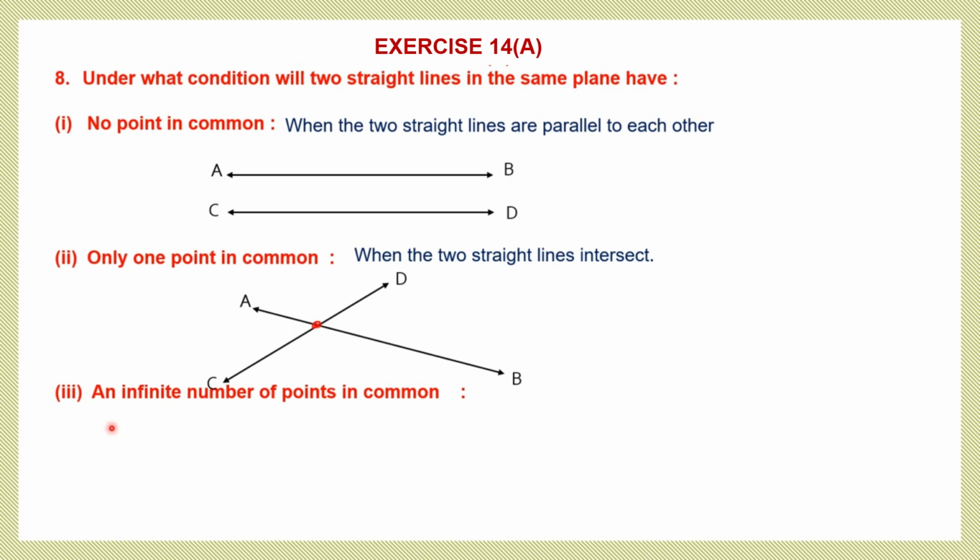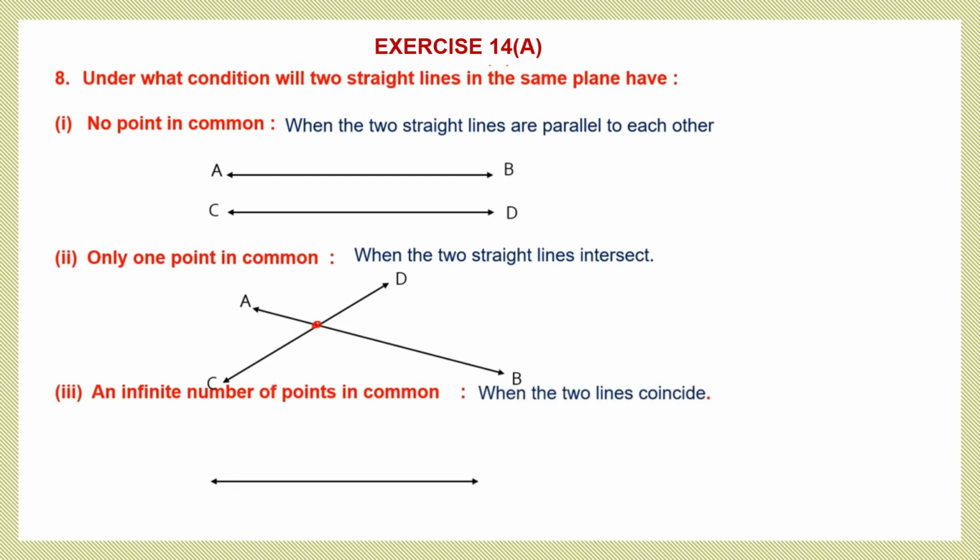Question 3. When will two straight lines have an infinite number of points in common? See, they'll have one point in common when they intersect each other. They will have no point in common when they are parallel to each other. Now, when will they have many points in common? They will have many points in common when the two lines coincide. That means one on top of the other.